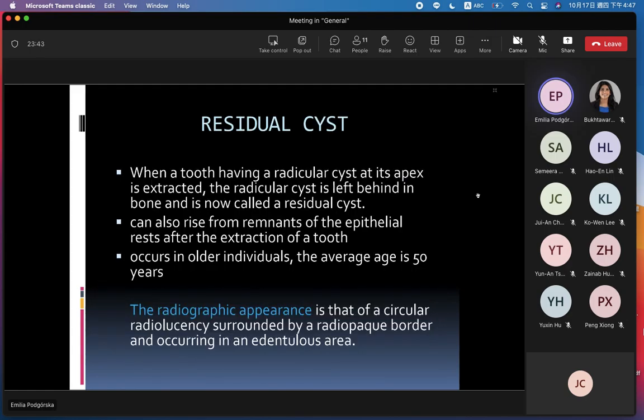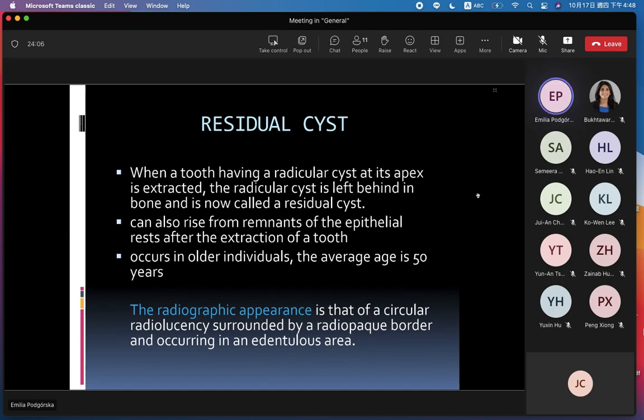We have also residual cyst. When a tooth having a radicular cyst at its apex is extracted, the radicular cyst is left behind in bone. It should be removed and it's left behind, so we don't like it. And now it's called a residual cyst.